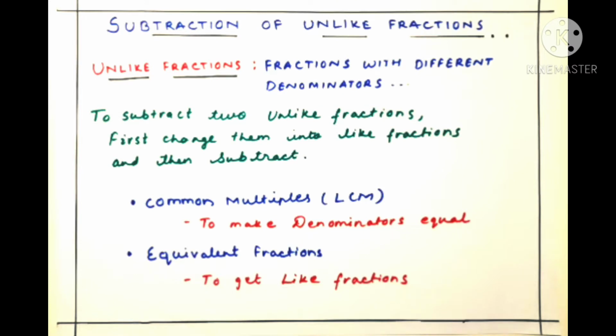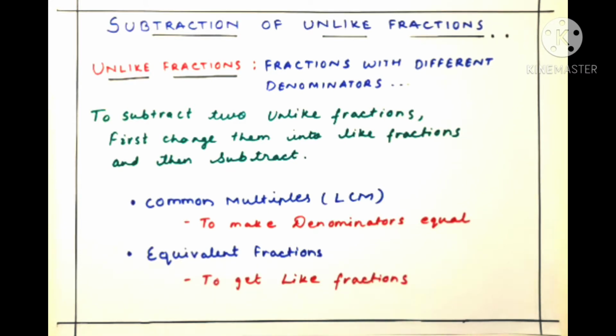As we know, subtracting like fractions is very much easier. You just put the same denominator as it is and subtract the numerators. So, if you get like fractions, it becomes easy to calculate. Here we will first convert the unlike fractions into like fractions and then subtract.